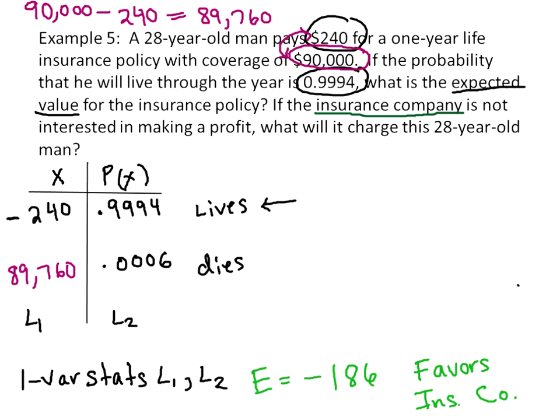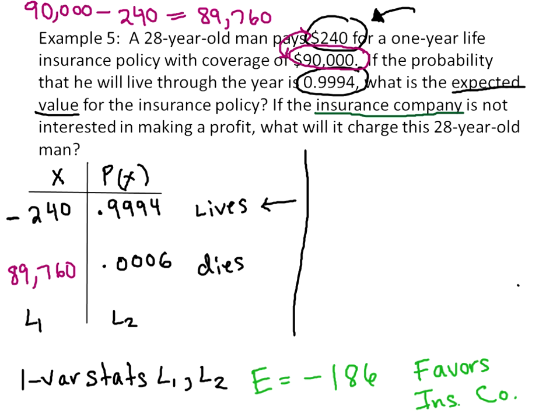Well, right now, it's charging too much because they're making $186. So you see the $240 that they're charging? On $240, they're making $186. So they're charging too much if their goal is to break even. So they should probably charge less than $240.